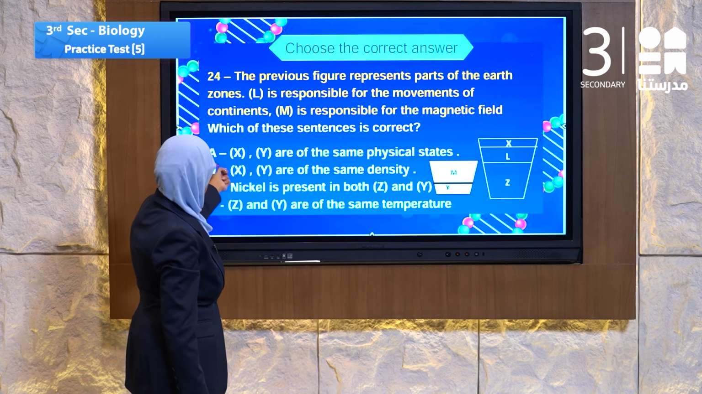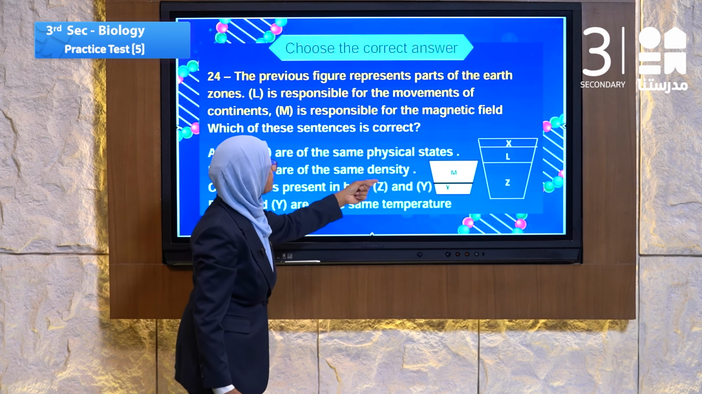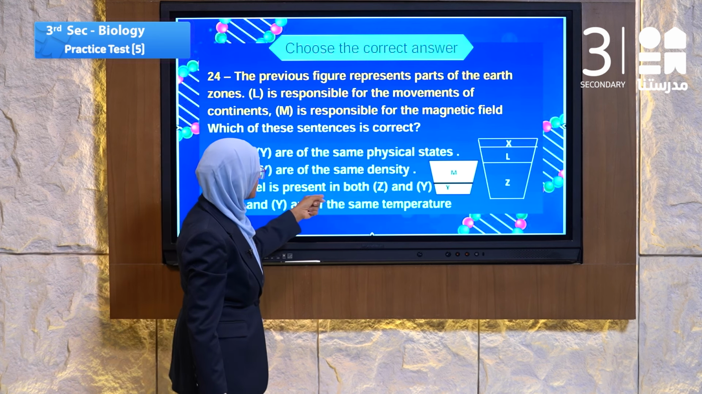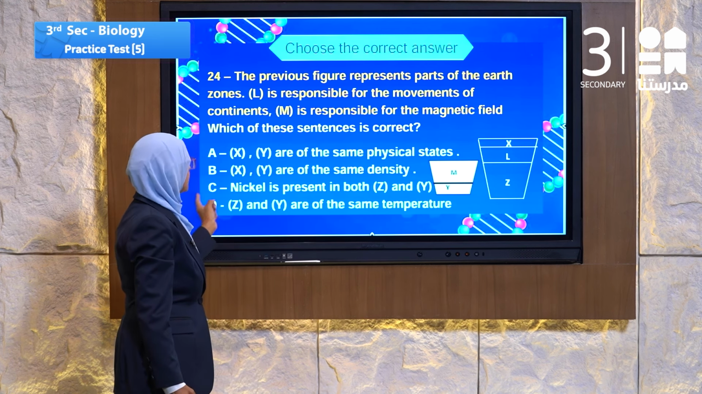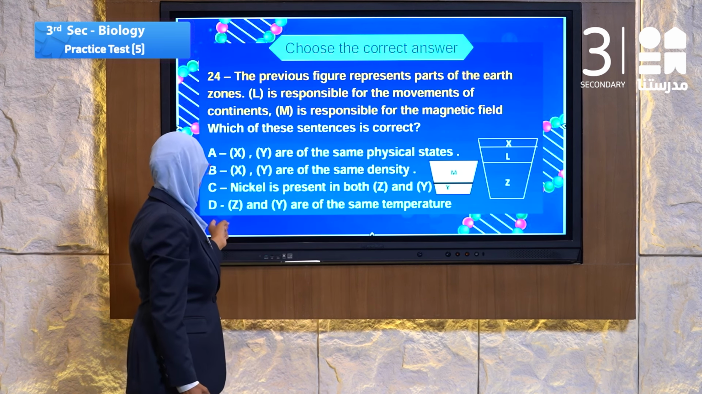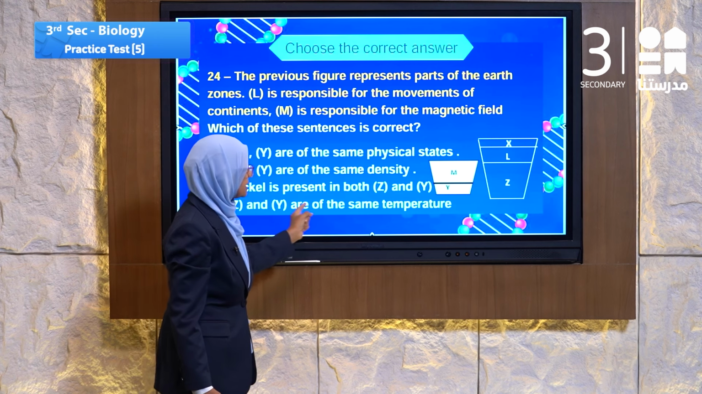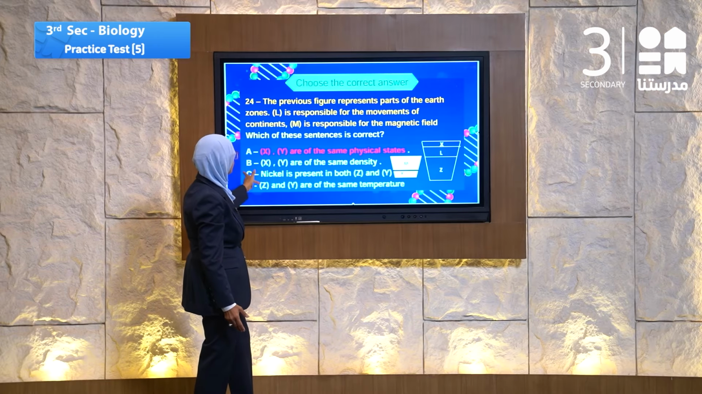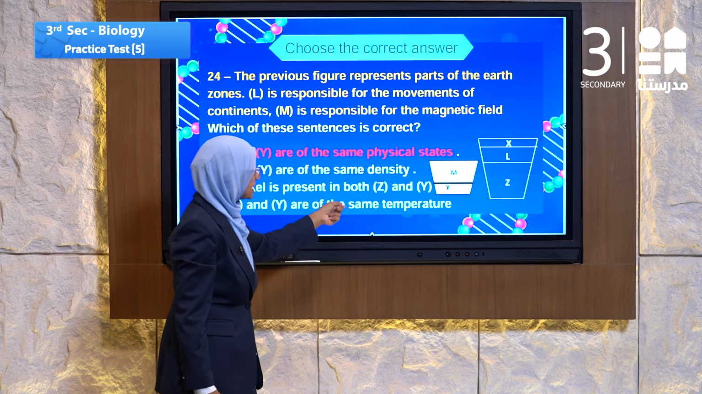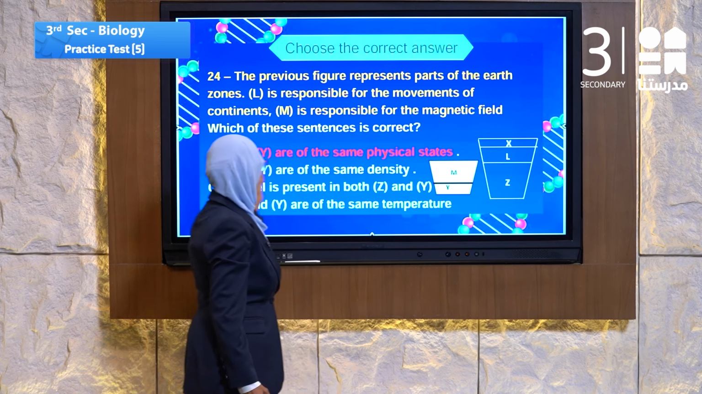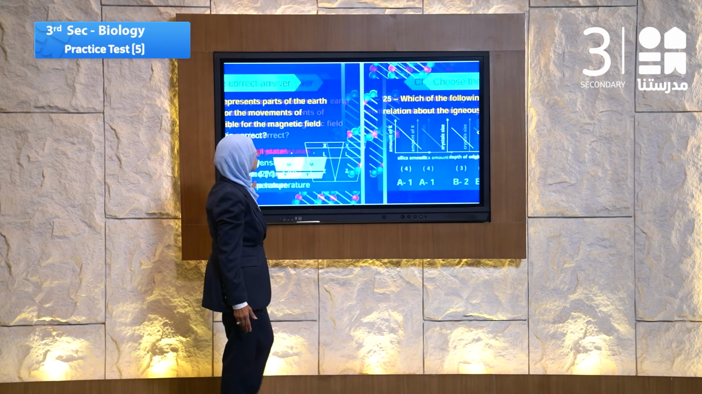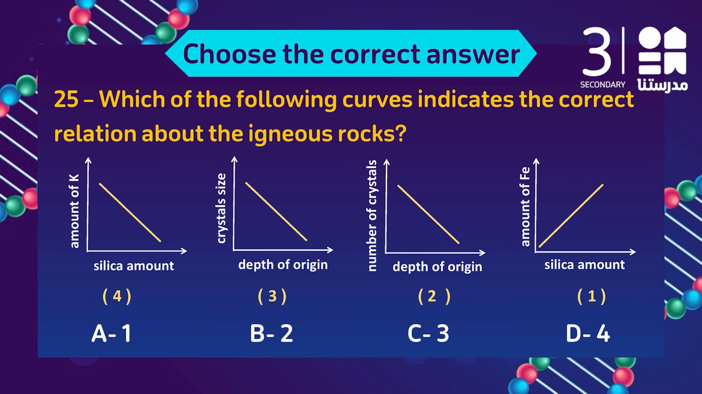A, X and Y are of the same physical state. B, X and Y have the same density. C, nickel is present in both Z and Y. D, Z and Y have the same temperature. The answer here is X and Y are in the same physical state. Yes, that's the answer. Let's go to question number 25.